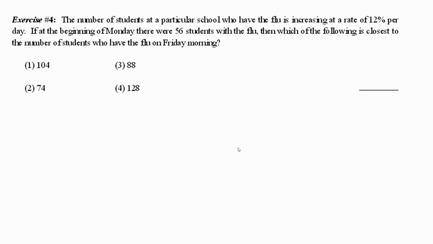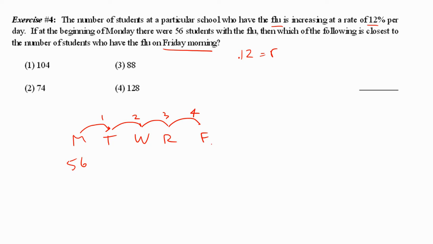Okay, last one. The number of students out of school getting the flu is increasing 12%, so that's 0.12. At the beginning of Monday, there were 56 students. So then we're going to go to Tuesday, Wednesday, Thursday, Friday. And it says, which of the following is closest to the number of students who have the flu on Friday morning? So the beginning of Friday. So we're only counting Monday to Tuesday is 1 day. Tuesday to Wednesday is 2 days. Wednesday to Thursday is 3. And Thursday to Friday is 4, because we're counting at the beginning of Friday. So T is only 4 in this case.